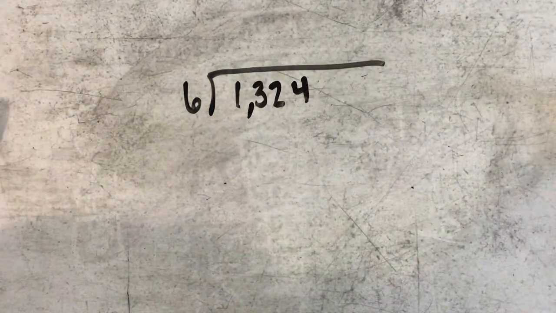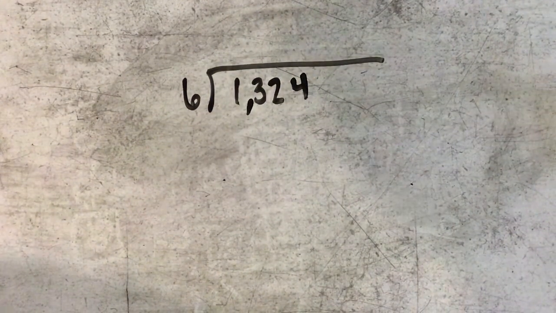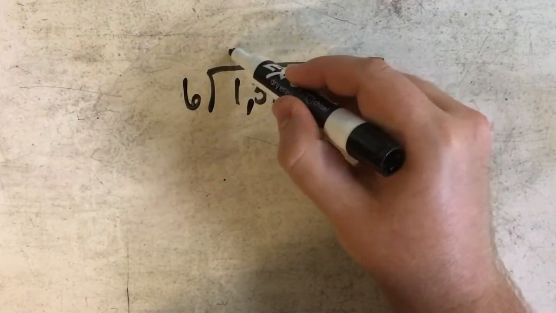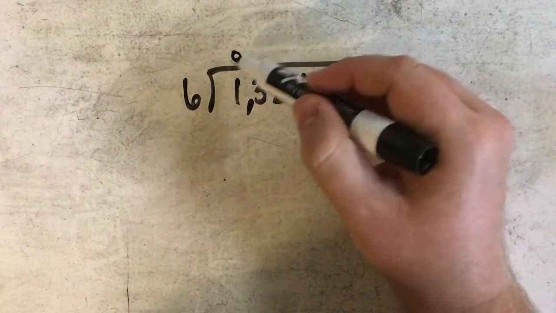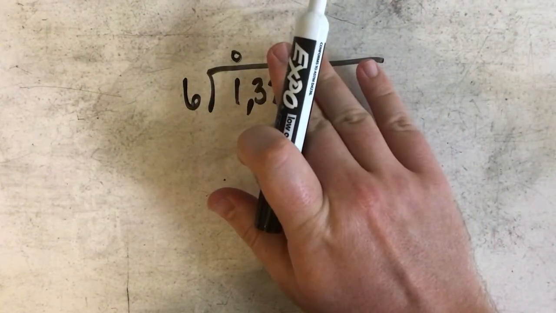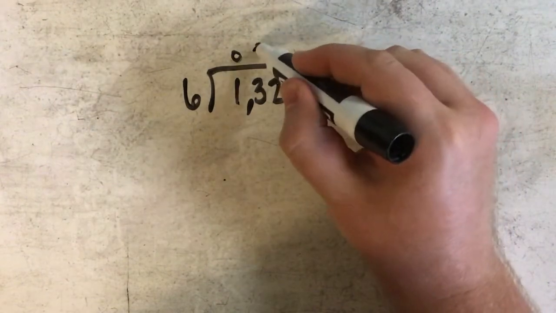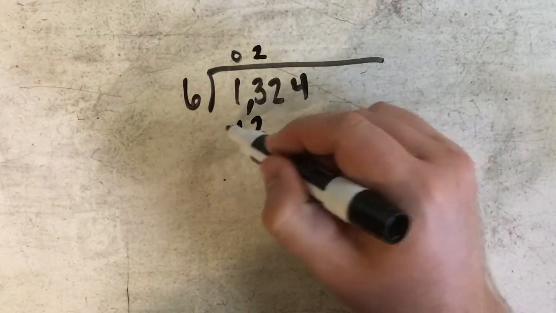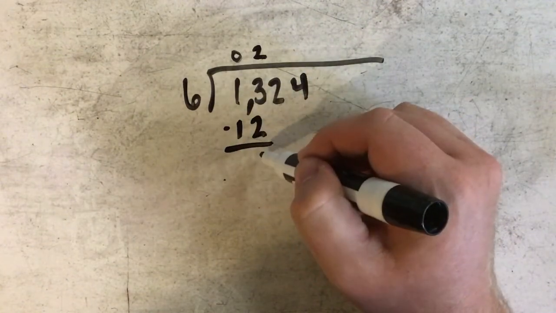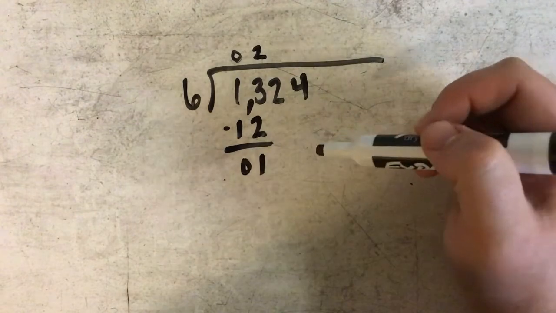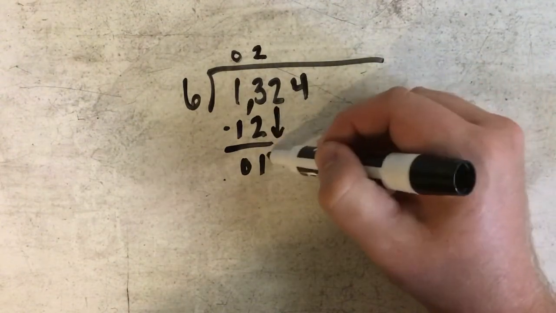This problem, 1,324 divided by 6. 6 does not go into 1. It divides 1 0 times, so I can put a 0 in my answer as a placeholder. Then I would say 6 divides 13 2 times. 2 times 6 is 12. And when I subtract, 3 minus 2 is 1. 1 minus 1 is 0. And I would bring my 2 down.